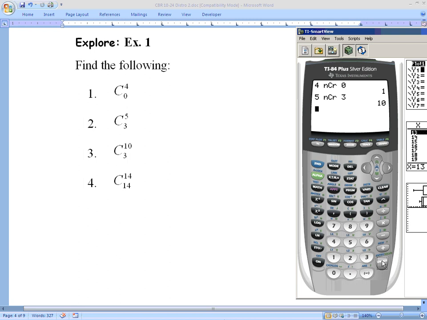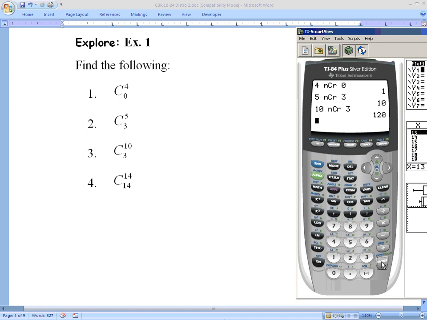Number 3, 10 choose 3. This is going to be bigger. So 10 choose 3, 120. And last but not least, 14 choose 14.